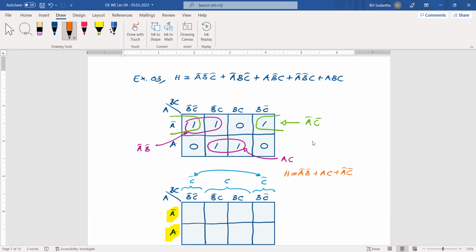One question is, can't we create another vertical group by combining B bar C and A? B bar C, you mean this way? But it is not necessary to combine this. We have already covered all ones there. Then after that, it is not necessary to make another term, another group. Whatever way you do it, if you have covered all ones, it is not necessary to make another group. It may be redundant and gives additional terms.